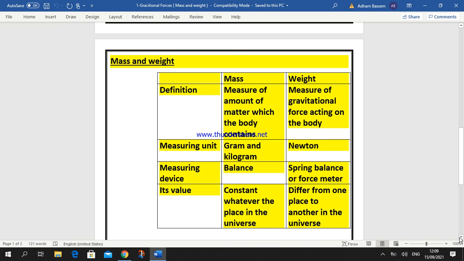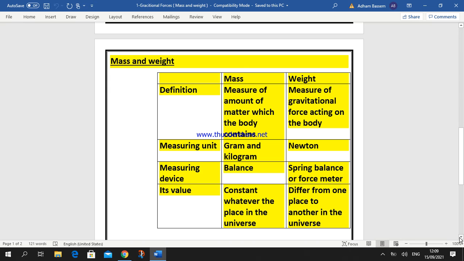Mass is a constant value or fixed value. Why? Because mass doesn't change by changing your place. If the mass of the object on Earth's surface is, for example, 10 kilogram, then the mass of the same object on the moon's surface is 10 kilogram, and the mass of the same object on the sun's surface is, for example, 10 kilogram also, because mass is fixed, doesn't change by changing the place, okay?